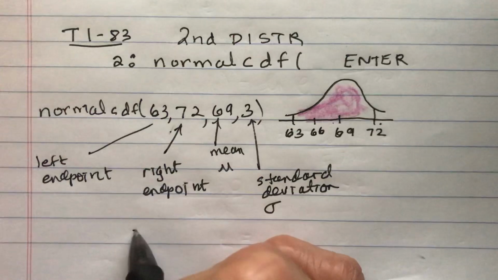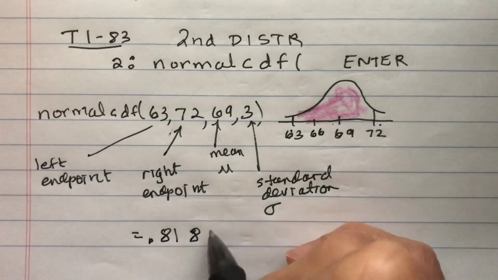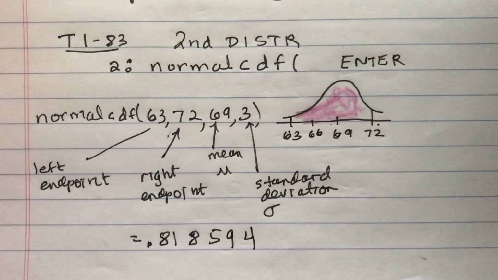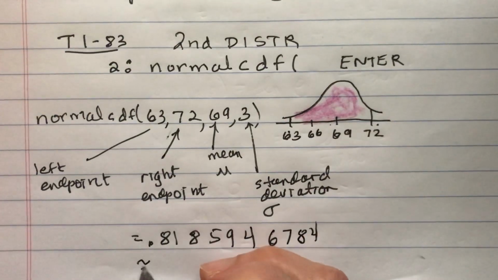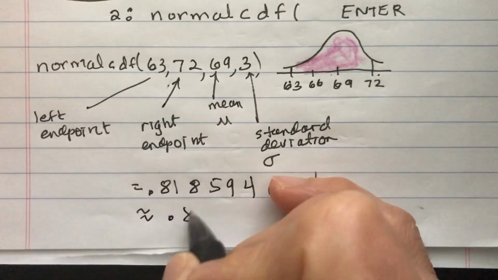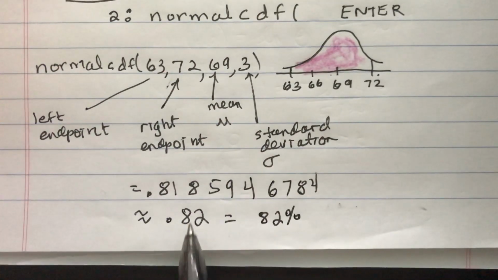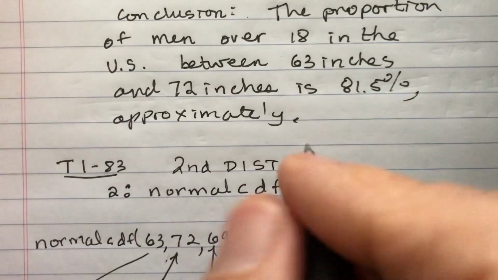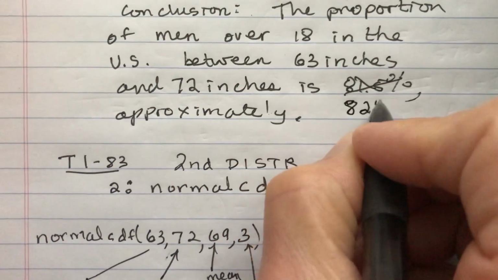Well, it's so satisfying. Okay, so this is 0.818 according to the calculator, 59, etc., 94 or 46784. I am going to round this off to 0.82 and say, well, that's 82%. Well, hold on. This is a little bit different from what I have up here. I said 81.5%. I'm going to cross that out and just put 82%.